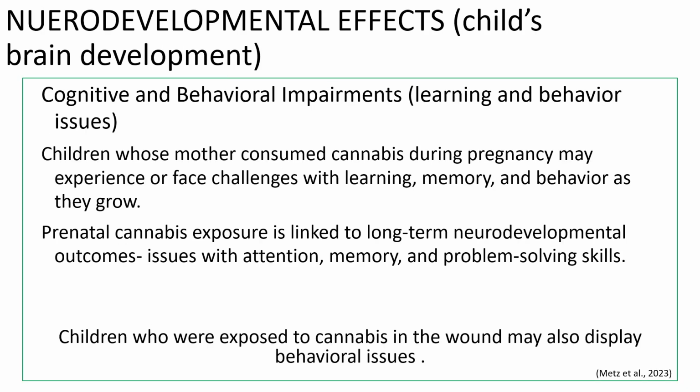Neurodevelopment effects. Child's brain development. Cognitive and behavioral impairments. Learning and behavior issues. Children whose mother consumed cannabis during pregnancy may face challenges with learning, memory, and behavior as they grow. Prenatal cannabis exposure is linked to long-term neurodevelopment outcomes, issues with attention, memory, and problem solving. Children who were exposed to cannabis in the womb may also display behavioral issues.